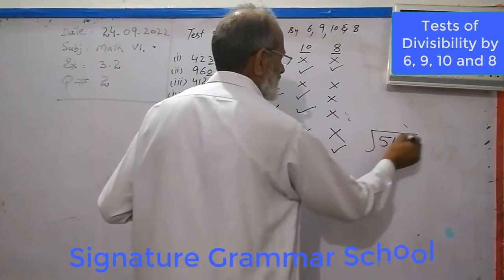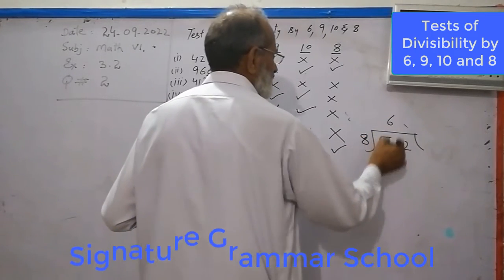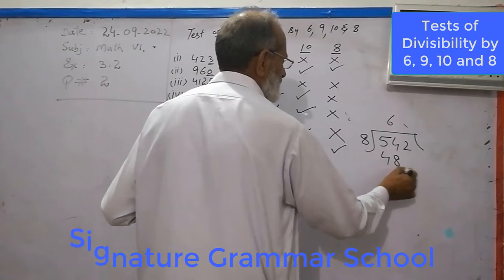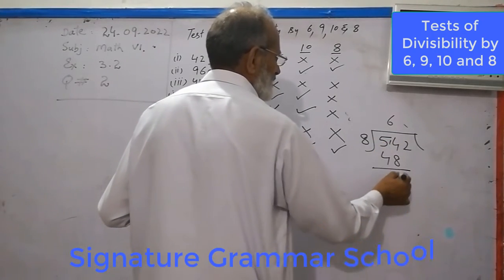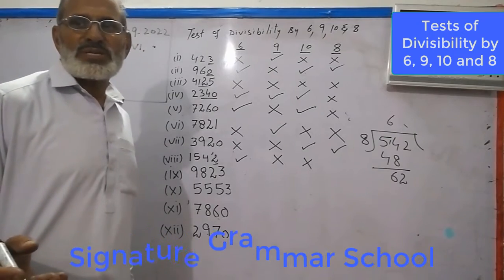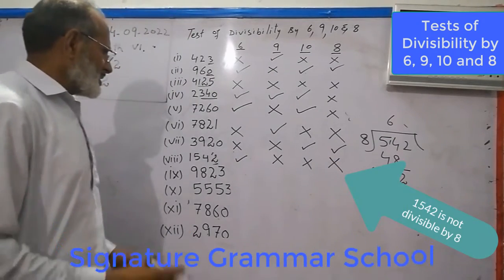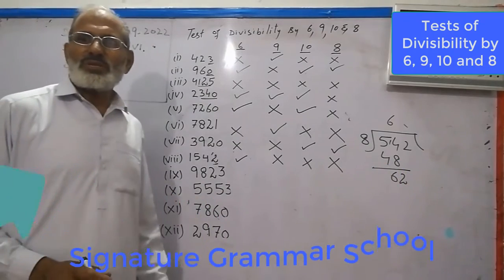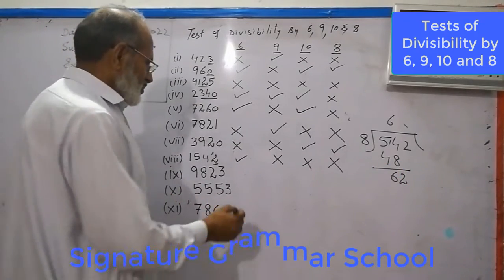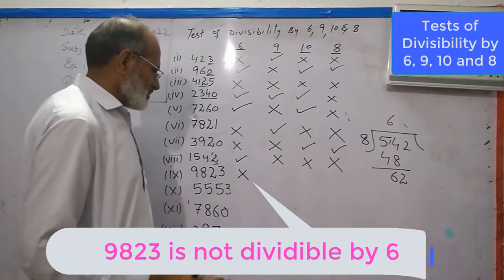And let's see whether this value 542 is divisible by 8, and we are taking here 8 sixes are 48. Then it's 14, so it is 62, and 62 doesn't come in the table of 8. Therefore, this value is not divisible by 8. Here it's 3, and 3 is an odd number, so the first condition is not met. Therefore, this value is not divisible by 6.